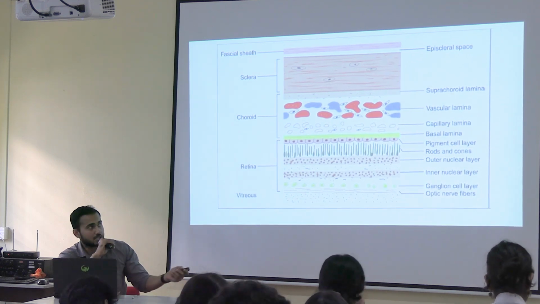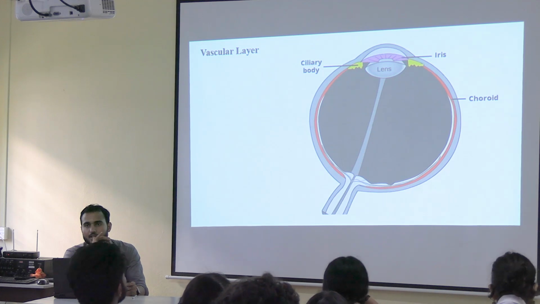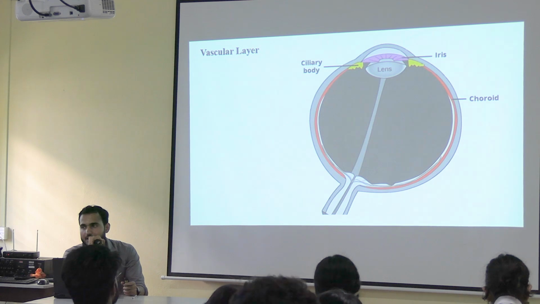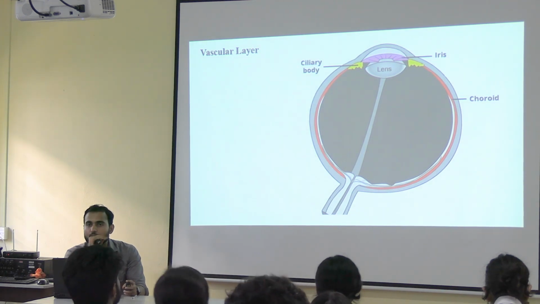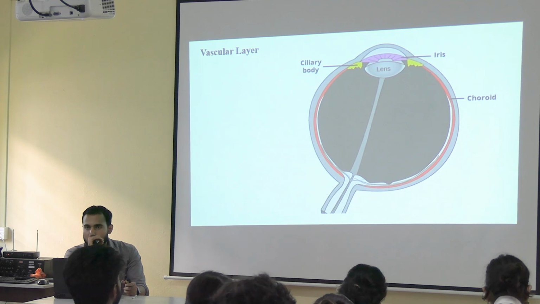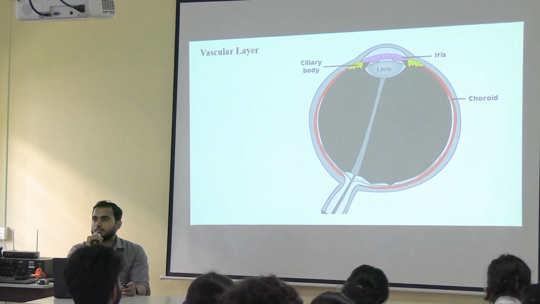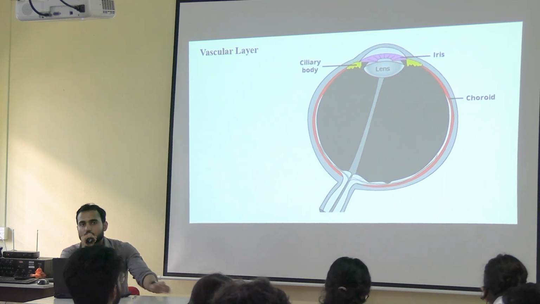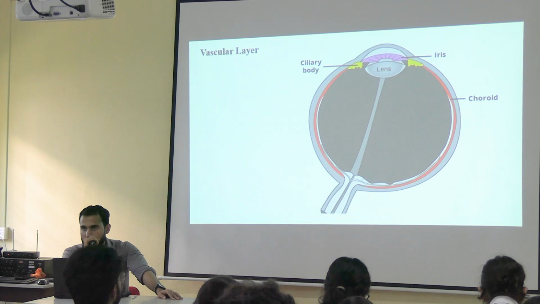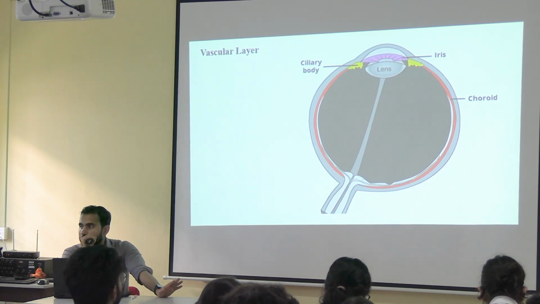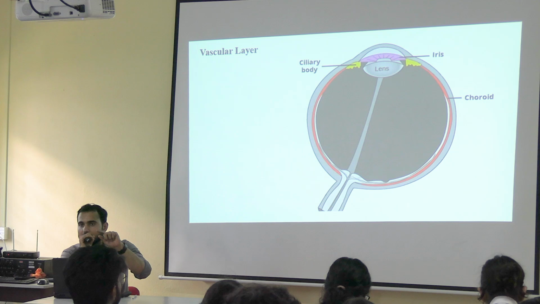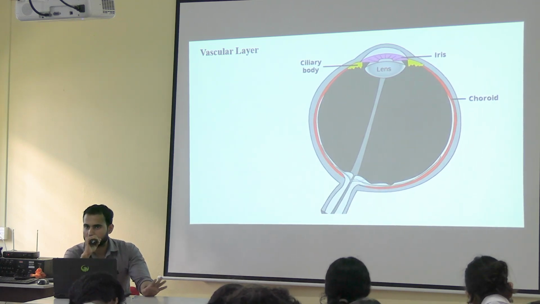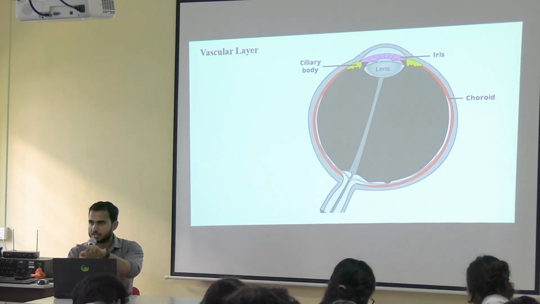Vascular layer का कितना parts है? How many parts are there in the vascular layer? 3 parts. What are they? Choroid, then ciliary body and iris. These are the 3 parts of the vascular layer. Now in some books, I have noticed that the vascular layer is also called the uveal tract. U-V-E-A-L. Uveal tract, meaning the same. Don't get confused. In some books it is mentioned as uveal tract.